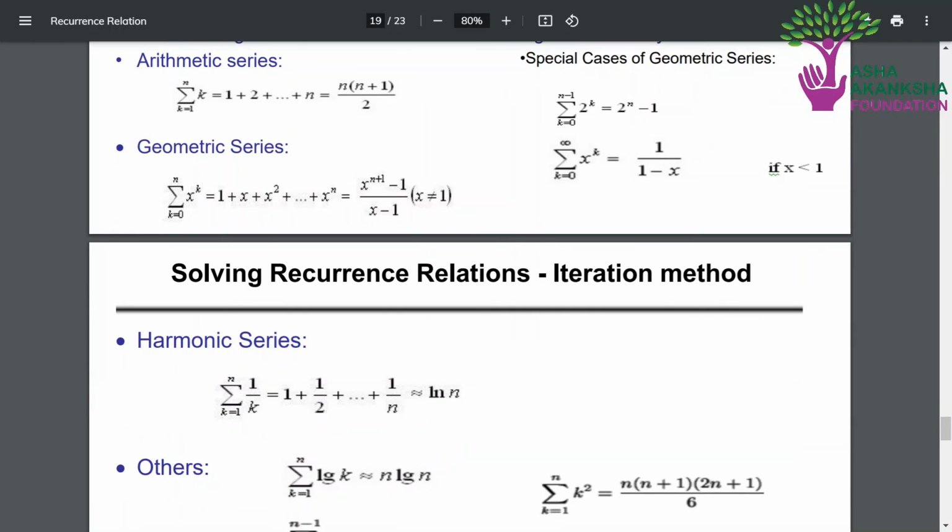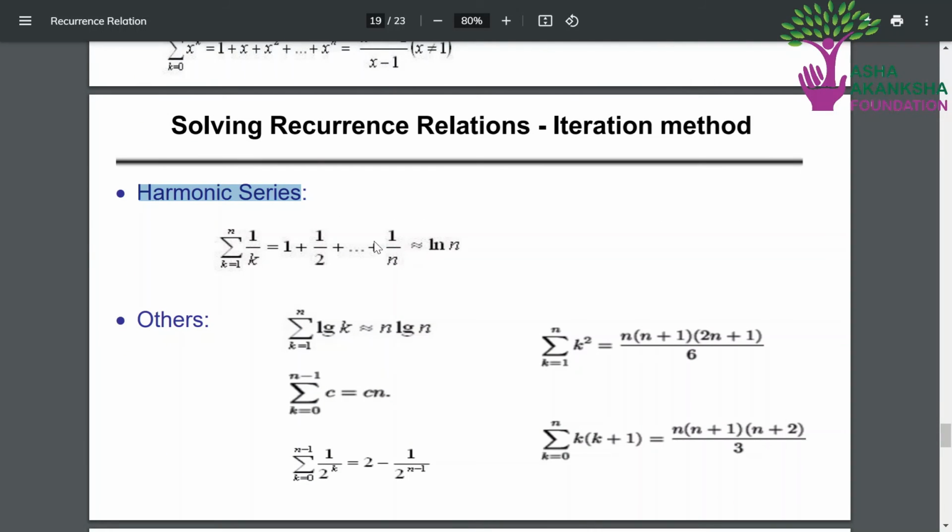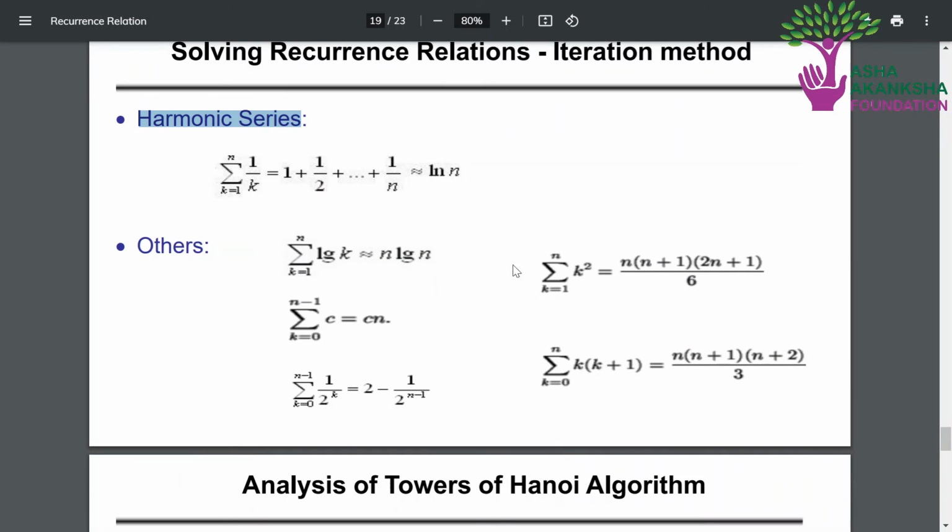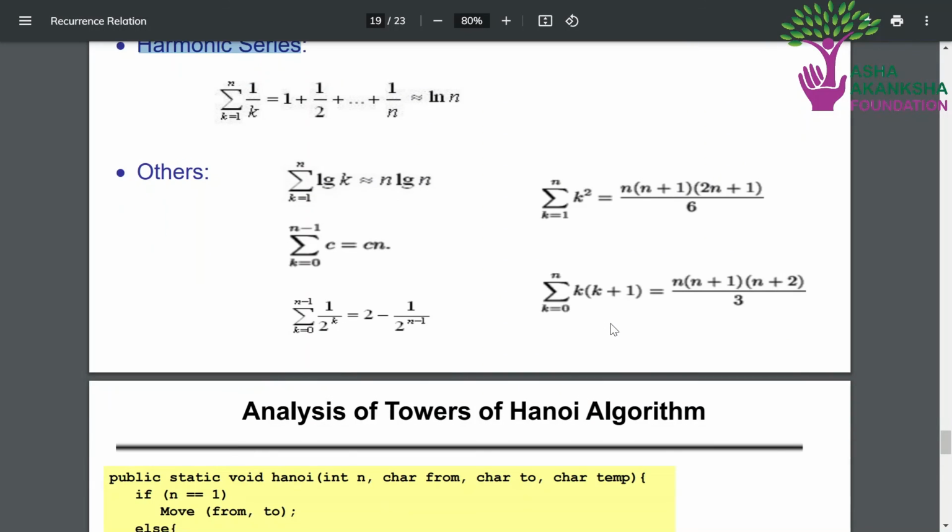The other famous series, though not quite often asked in questions, is the harmonic series. So the sum of the harmonic series is, as you know, 1 plus 1 by 2 till 1 by n, which, from the Taylor series we can say, is equal to natural log of n. So these are some other formulas. You can refer to these, or you can remember this for further recurrence relation problems.